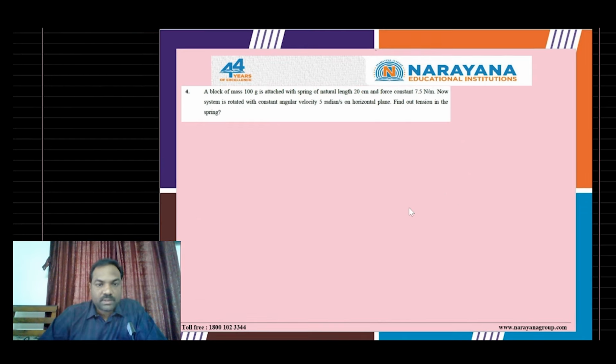So here we go with question number 4, which is a block of mass 100 grams attached with a spring of spring length given around 20 centimeter, and spring constant as given 7.5. Now the system is rotated with constant angular velocity, then what is the tension in the spring they are asking? A little bit odd terminology here. What is the meaning of tension in the spring? It is nothing but force acting in the spring, force applied by the spring you can say. On a horizontal plane they are saying, that means no need to worry about the weight and normal reaction part.